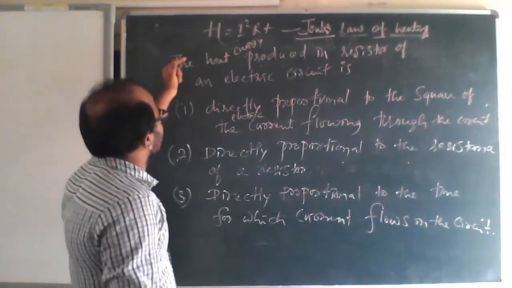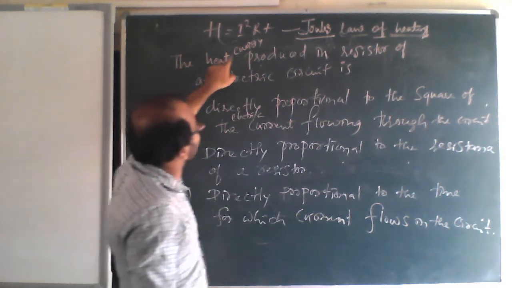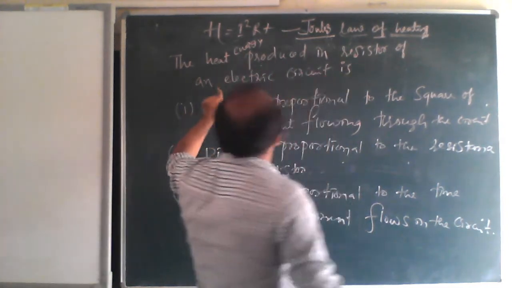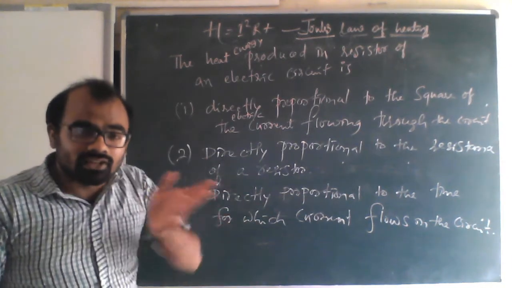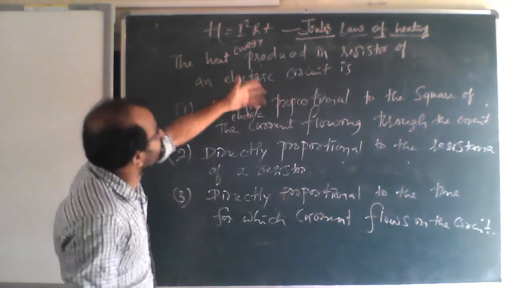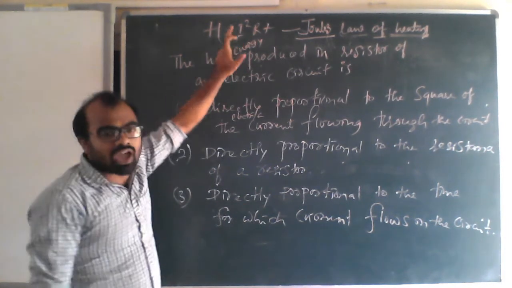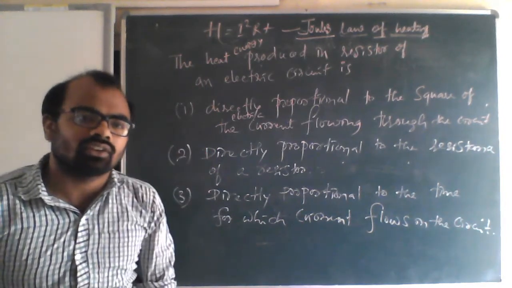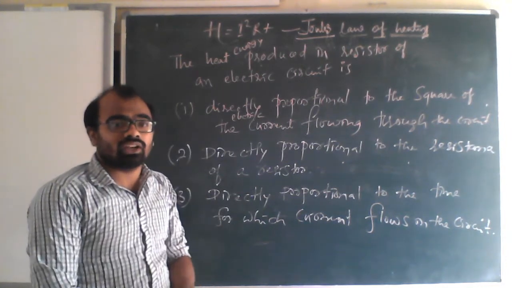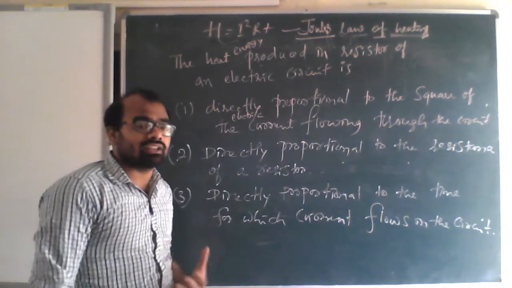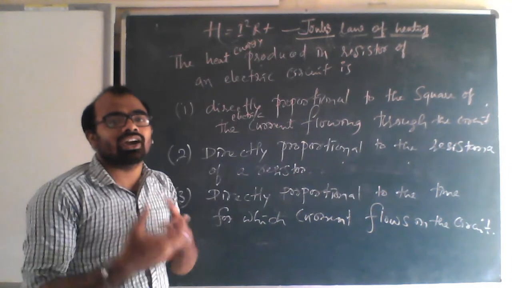H equal to I squared R T. I means electric current. H is the heat energy produced in the resistor of an electric circuit. I squared means the electric current flowing through the circuit, and R is the resistance of the resistor. T is the time for which the current flows in the circuit.